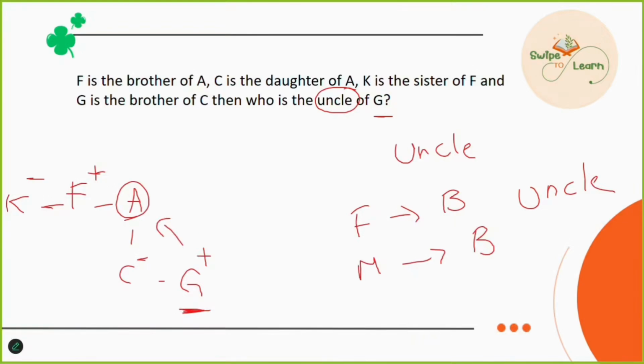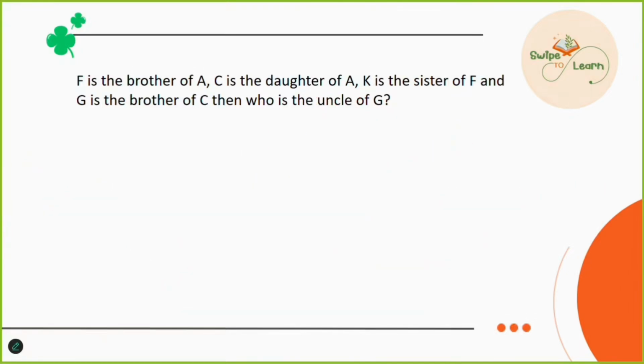Your parent's brother. This is a sister. K negative means K is a sister. So definitely this would not be your answer. So your parent's brother. Either your father or mother is your parent, right? So your parent's brother is your uncle. So A is your parent and parent is having a brother F. Then F would be your uncle. Who is uncle of G? F is the uncle of G.